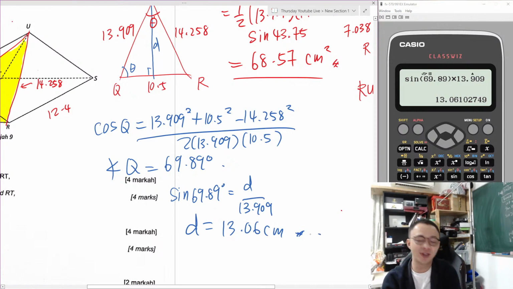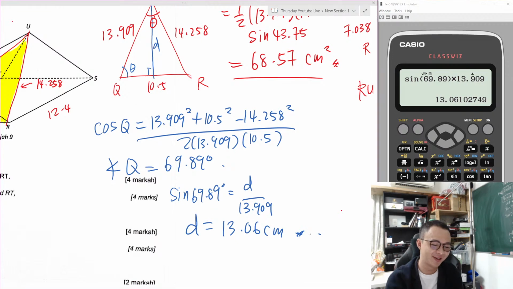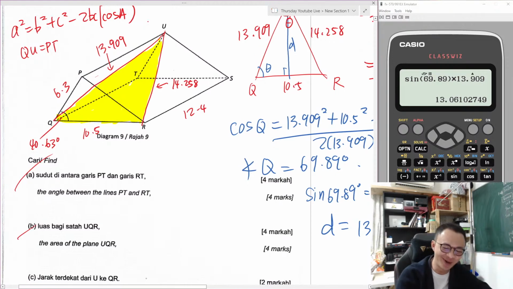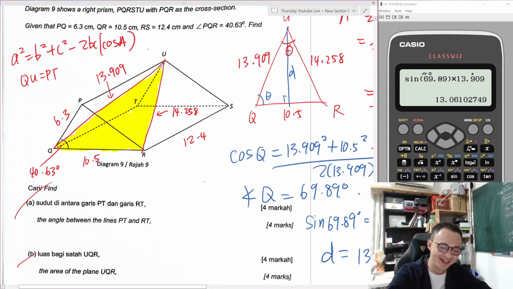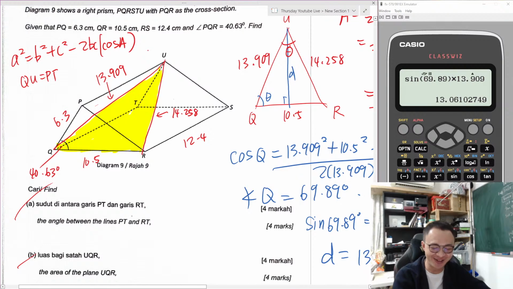Sir, using the sine rule is easier. Yeah, true. You can use the sine rule, no problem, it's easier. You should get the same angle as well. Yeah, I totally forgot about the sine rule. I did the cosine rule, I was too excited already. Okay, let's do the sine rule and see if we get the same angle or not.